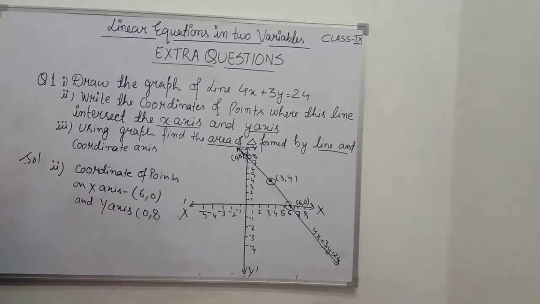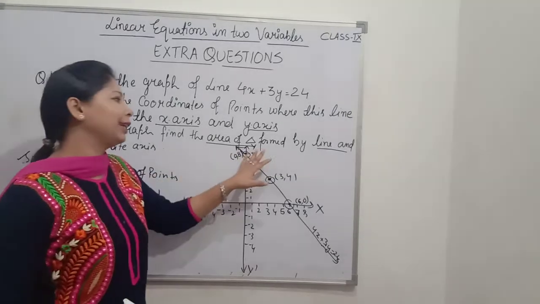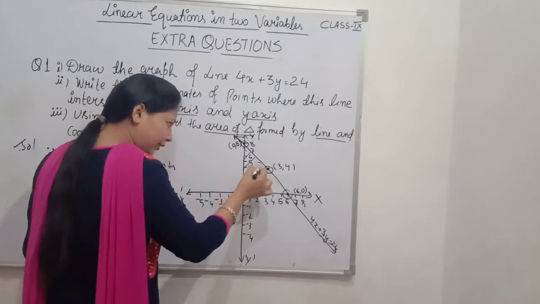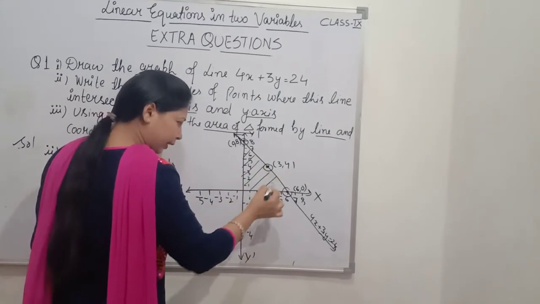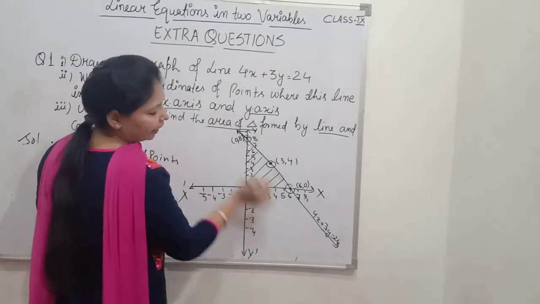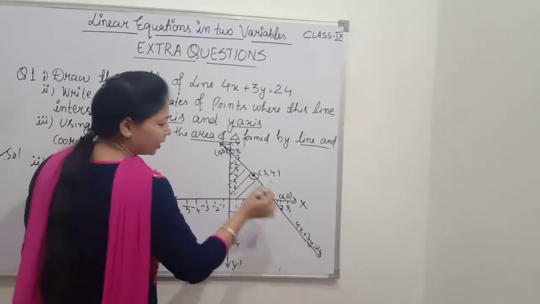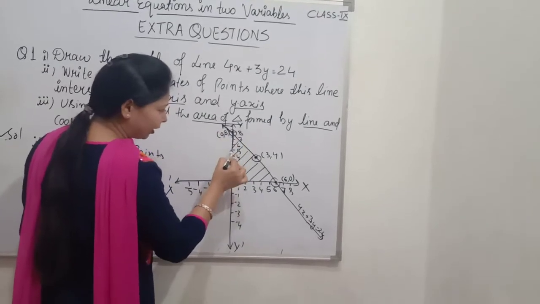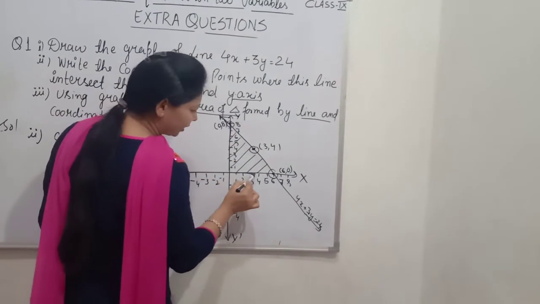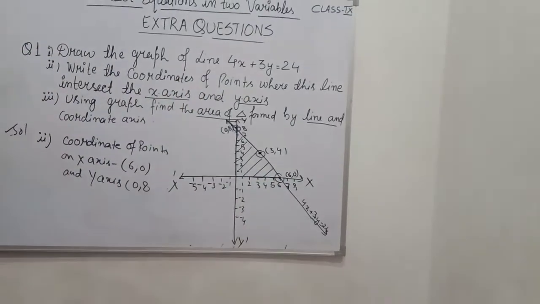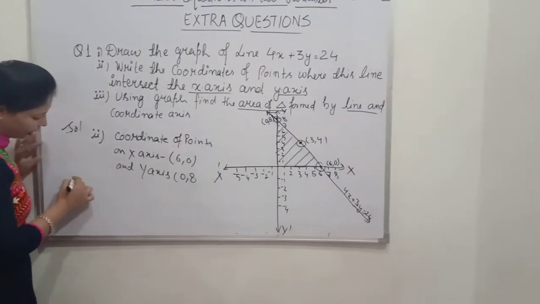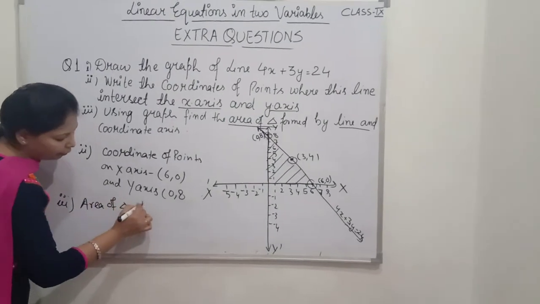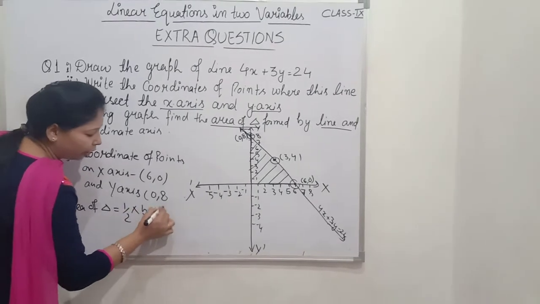Now third is, using the graph, find the area of the triangle formed by the line and the coordinate axes. That means this is the triangle. This triangle is formed by this line and the coordinate axes. This hypotenuse is formed by this line, and these are the two coordinate axes, x and y. Now the area of a triangle, we know, is equal to half base into height.